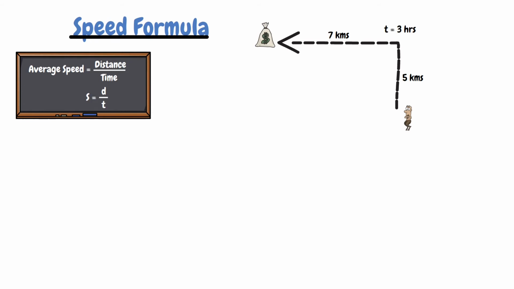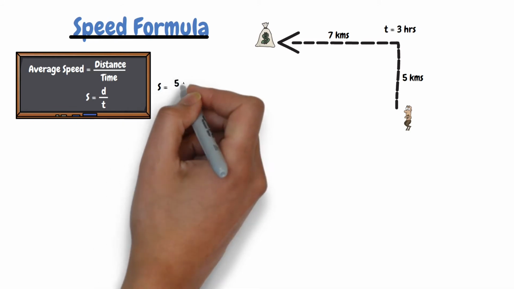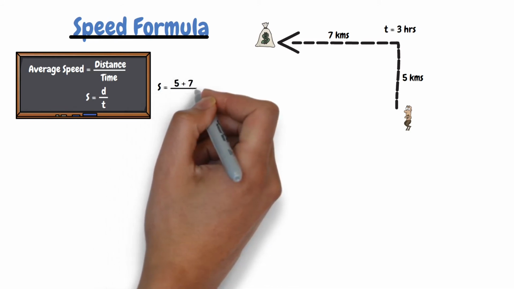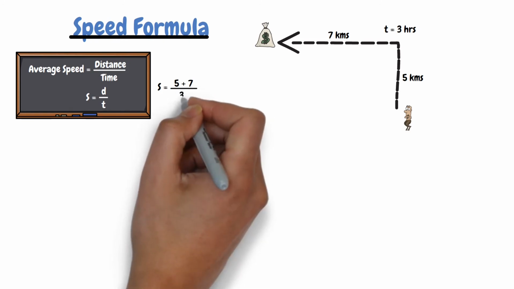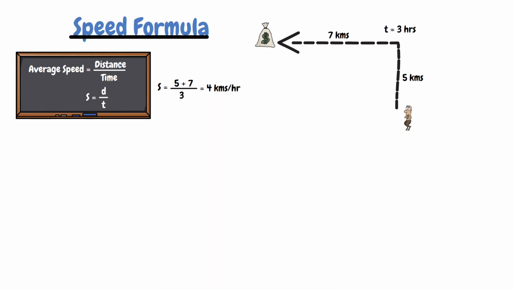The formula for speed again is distance over time. So the distance is 5 plus 7, that's equal to 12 km, and divided by 3, the answer is 4 km per hour. So that's the average speed.